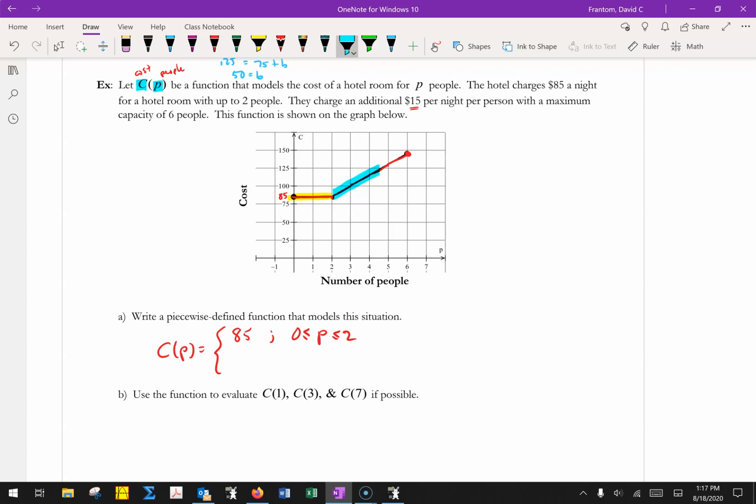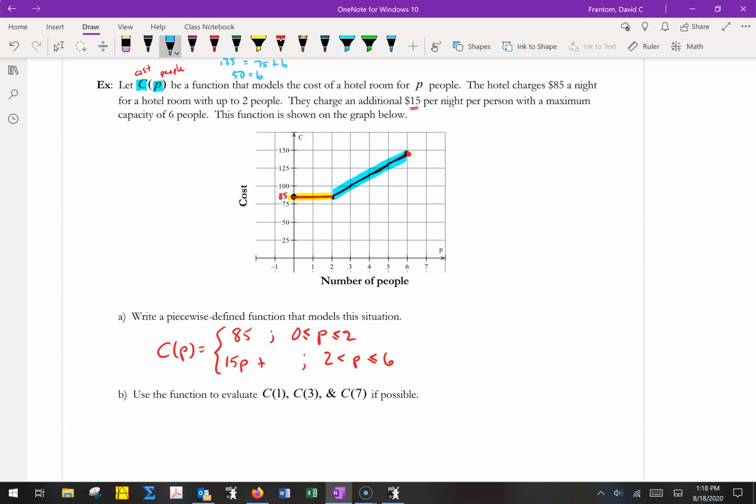The trickier part is the second piece. So I can see that the restriction is going to be 2 up to 6. But I need to find the equation of that. Well, I know that the slope is going to be $15 per person. But I need to know the y-intercept. Now, in this case, it would probably be faster to just subtract $15 twice, because if it's a slope of 15, it's going to go down 15, down 15 more.